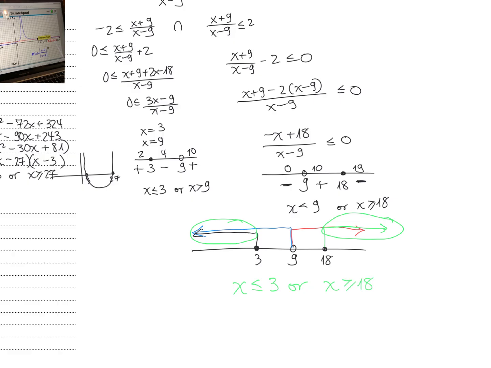One second. Where did I mess up? Oh, it's 9 plus 18. So this should be 27.